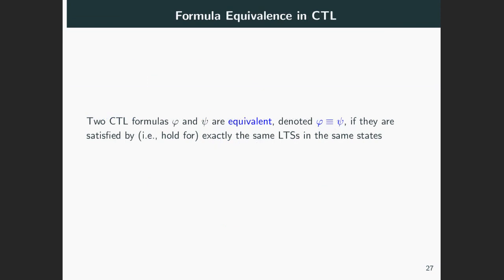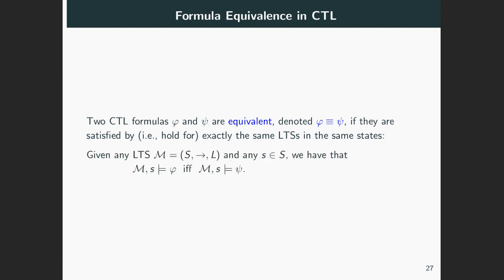After we define the satisfaction relation, we can now define formula equivalence. Two CTL formulas are equivalent, written like this, using the equivalence symbol, if they are satisfied by the same LTSs in the same states. More precisely, phi is equivalent to psi if, for all LTSs M and states S in them, M in S satisfies phi if and only if M in S satisfies psi.